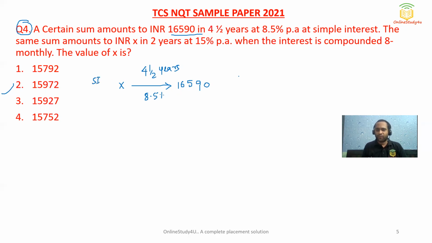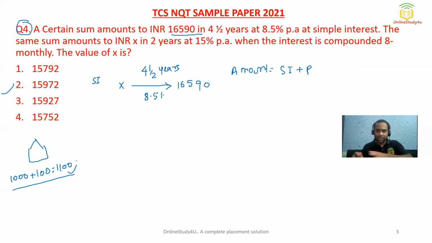No problem. We know amount will be equal to simple interest plus principal. Whatever money you invest in a bank, suppose you invested 1000 rupees and the bank is giving you 100 rupees interest, then after 1 year, if you go to the bank, they will give you 1100, which includes your principal and your simple interest.